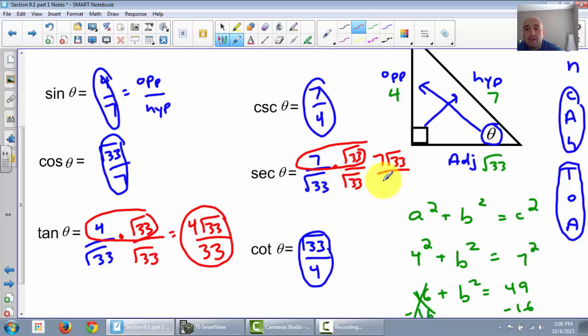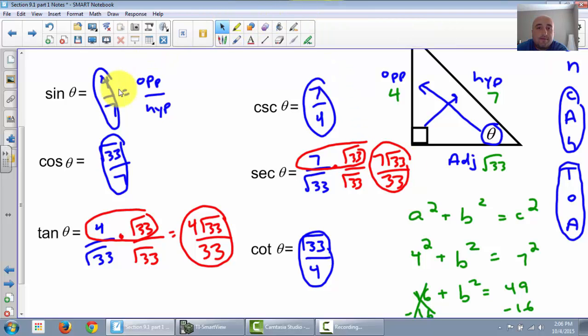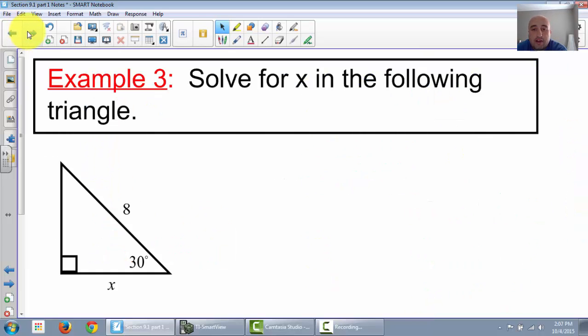And on the bottom I just get 33 again. And as long as you can't reduce everything, that is completely done. All right. So there are our 6 trig functions. All right, let's try this one now.